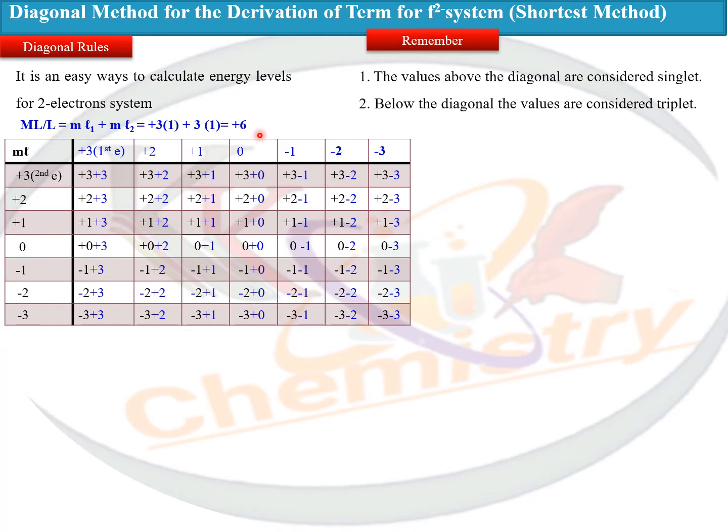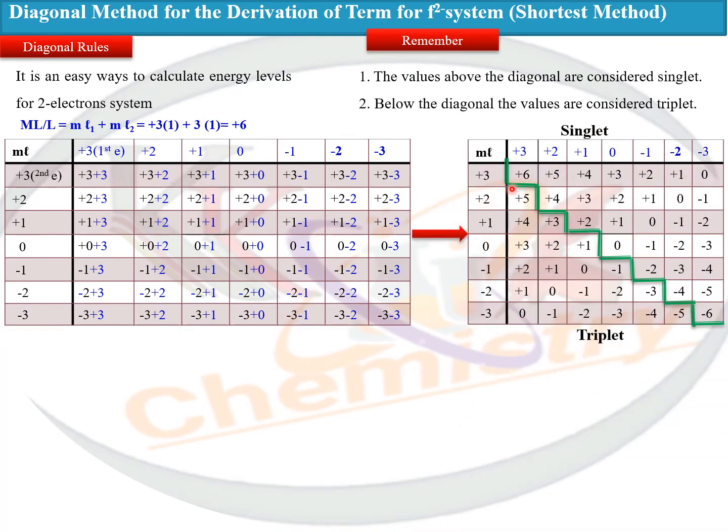The resultant table for these values will look like this. Here we have added all these ML values: for plus 3 plus 3 we have plus 6, for plus 2 plus 3 we have plus 5, and then plus 4, plus 3, plus 2, plus 1 and up to 0. So this first column can be found over here, the second column can be found over here, the third one is this one, and the fourth one is this column, etc.